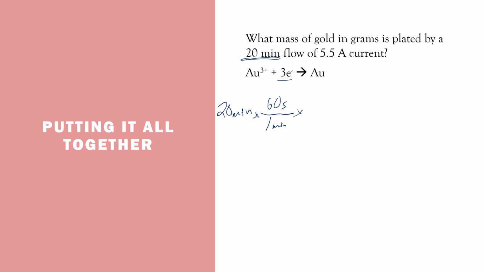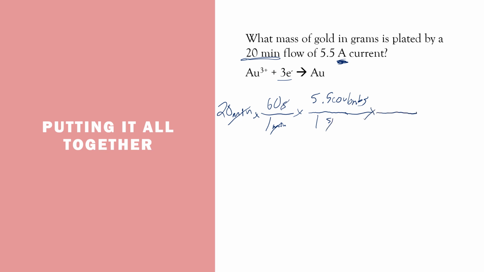You can break this up into smaller pieces, do each one individually, that's fine. But we can cross out the minutes there. Now I have seconds. We know that amps is coulombs per second. So I know for every 1 second, there are 5.5 coulombs. That's what amps means. So now I can cancel out the seconds.